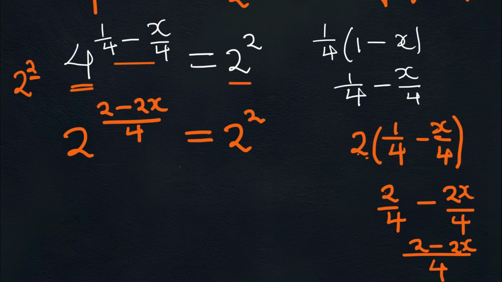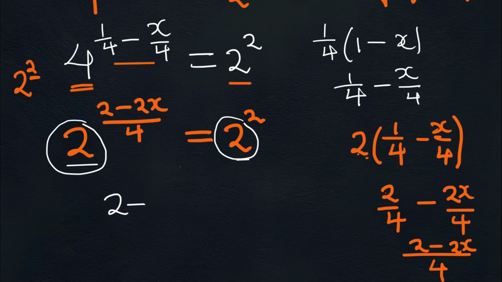So now that we have established the base of 2 on the left hand side and base of 2 on the right hand side, we can therefore get rid of the bases and then remain with the exponents. So we are going to equate the exponent on the left hand side with the exponent on the right hand side. So it is going to be 2 minus 2x all divided by 4 is equal to 2.